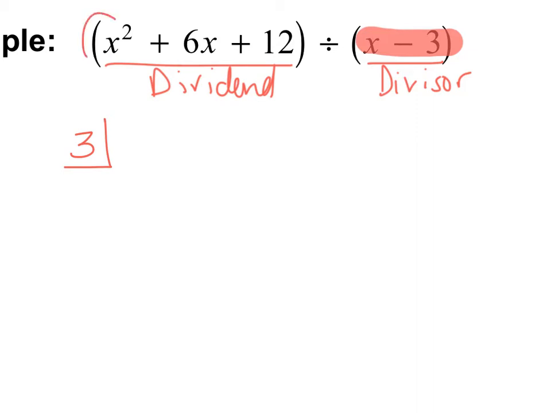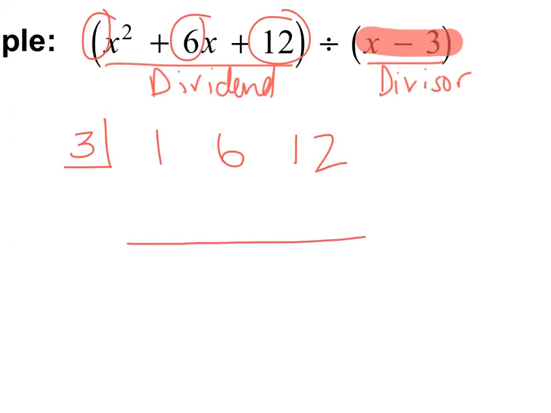Then we look at all the coefficients of the dividend, and we write those down: 1, 6, and 12. We draw a line a little bit below. We have to give some space because we're going to fill in this space right here. Step 1, bring the first number down below. Then you multiply whatever's down here by whatever's up here, and it goes here. So 1 times 3 is 3.